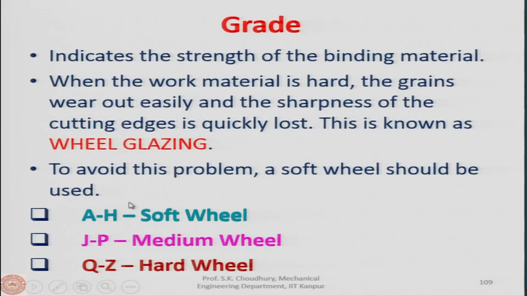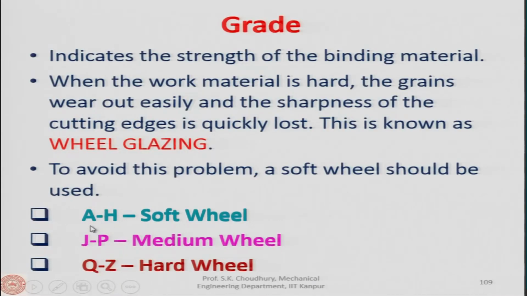Okay. To avoid this problem, a soft wheel should be used, because if the workpiece is hard and the grinding wheel is soft, then after getting worn out, those grains will be dislodged quickly, and then the sharp grains which were behind the worn out grains will come out. So, the international standard is that A to H are the soft wheels, the wheels designated from J to P are the medium wheels, and those designated Q to Z are the hard wheels. Okay.